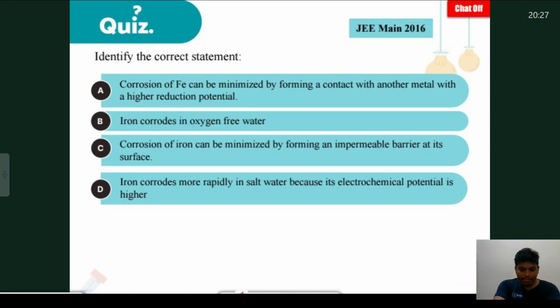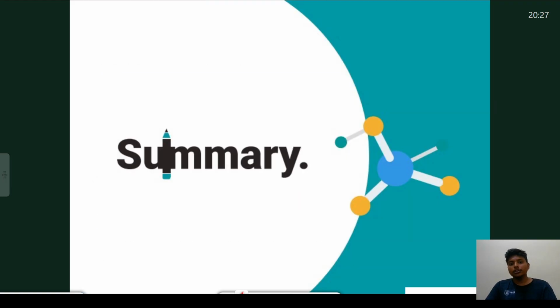Option C: corrosion of iron is minimized by forming an impermeable barrier at its surface. No.